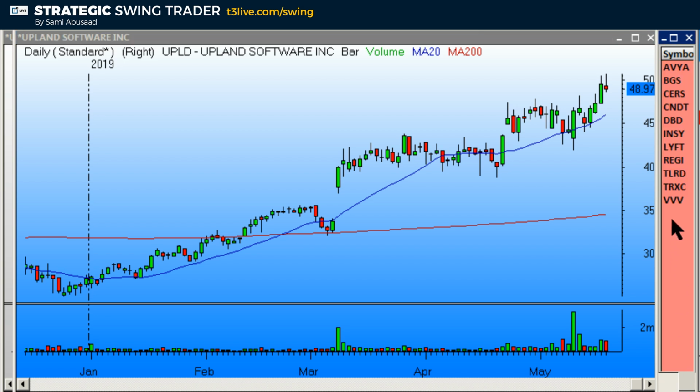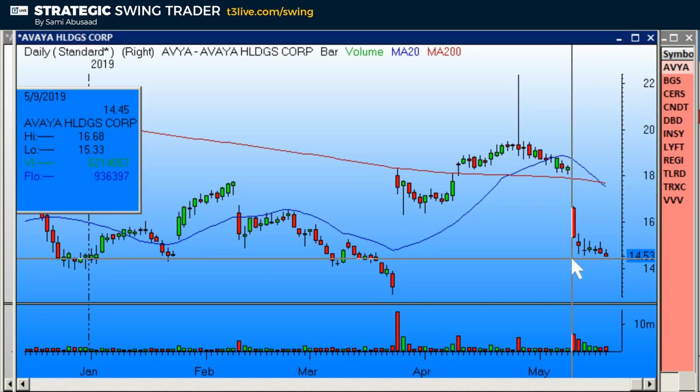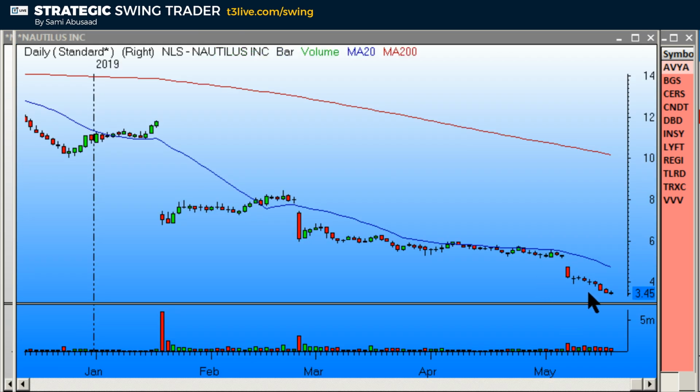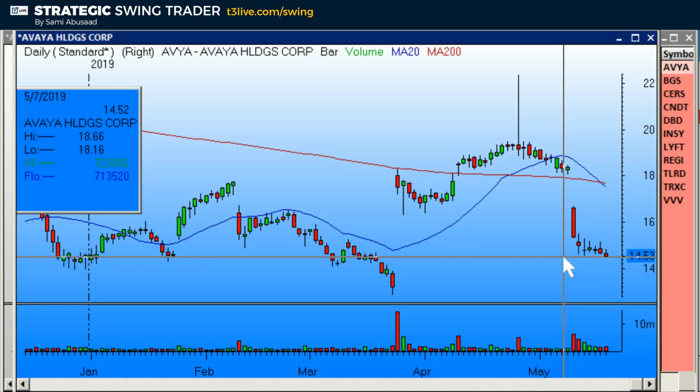Short ideas, since the market is setting up short, I have a lot of ideas. We have the AVYA basing and as a base breakdown. I just did the NLS short, still in it, a few days ago, similar. AVYA is not at all-time lows, but it looks good short if it breaks under the lows here.